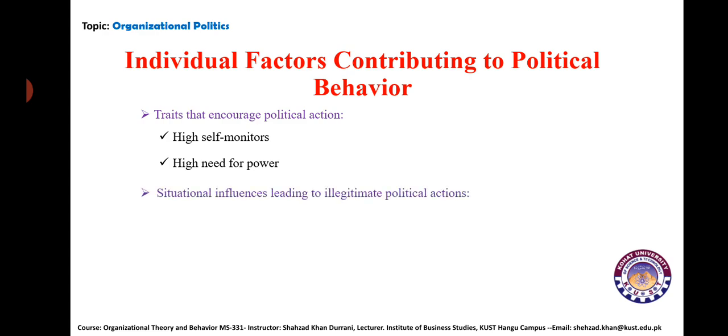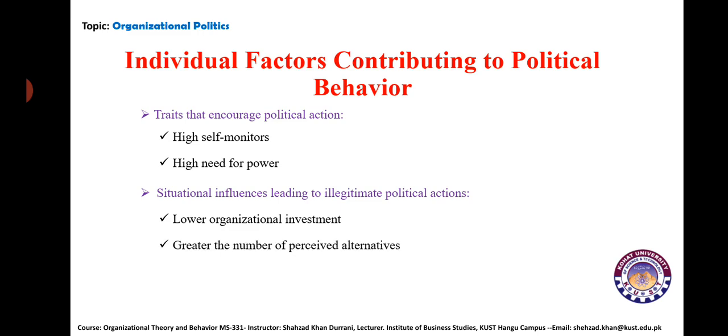The next one, situational influence leading to illegitimate political actions, right? What can be the situations that can influence people or employees so that they possess some illegitimate political actions? And these are lower organizational investment, right? According to the research, if there is a lower organizational investment, it can lead to illegitimate political behavior, right? And if there is a high organizational investment, it can actually reduce the illegitimate political behavior.